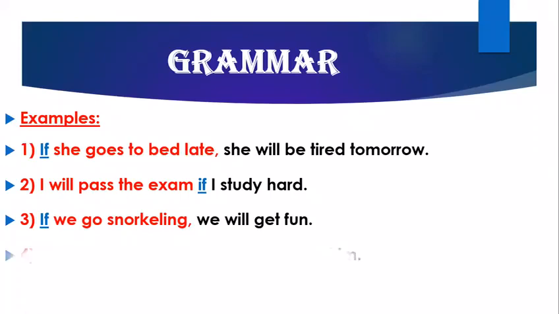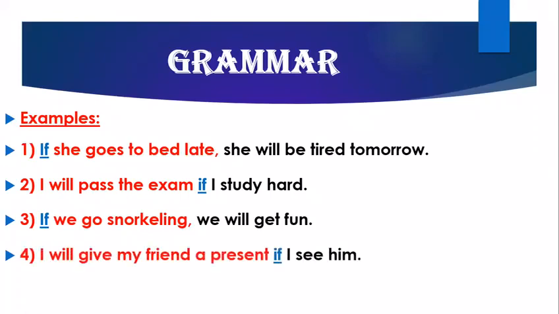Thank you very much. Number four: I will give my friend a present if I see him. The sentence starts with the main clause, so we didn't use a comma, and we use future simple here, will plus verb one. And in I see him, we used present simple, verb one, because I is plural. Thank you very much.